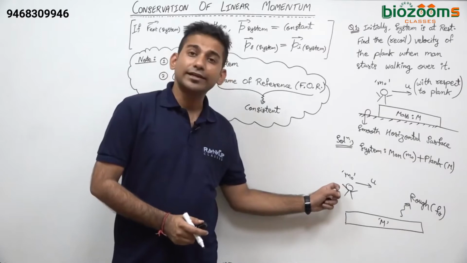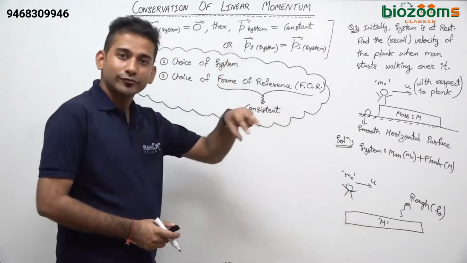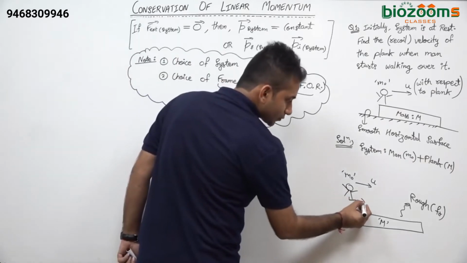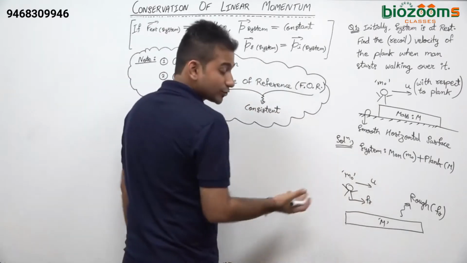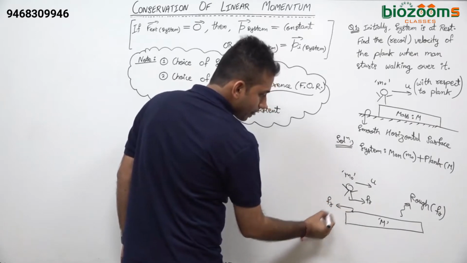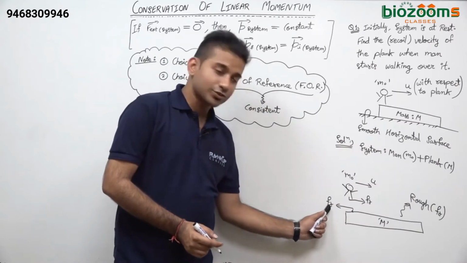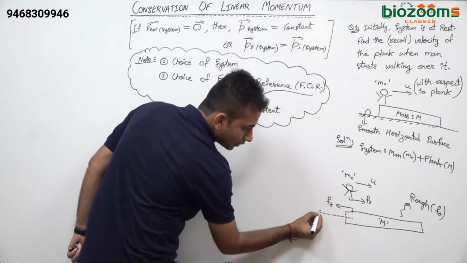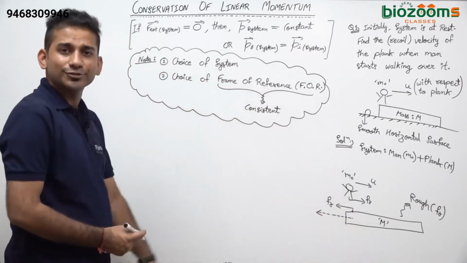Now what should be the direction of friction acting on the feet of this man? If we want to move forward, the friction is going to support our motion, which means definitely the friction will be acting in the forward direction. Fine. And what will be the direction of friction acting on the plank? The direction of friction will be in the backward direction. Because of this friction, the plank is going to attain a velocity in the left direction, which means backward.